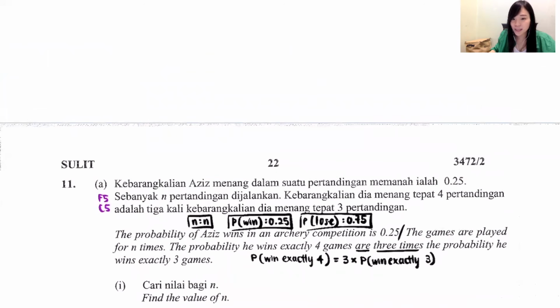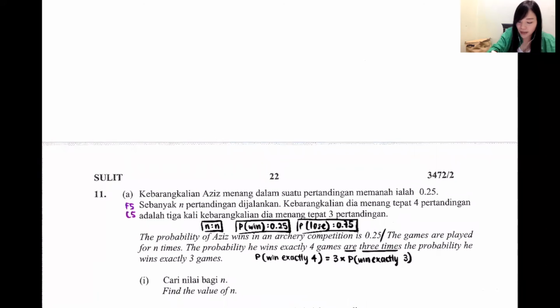Since I have no space, I write on top. So they try to tell me probability win exactly 4. Exactly means what? X equals 4. Because if they say exceed, you will write more. They say less, then you will write less. But if they say exactly, that means equal. So probability X equals 4 will equal 3 times probability X equals 3. This is what they provide so far.